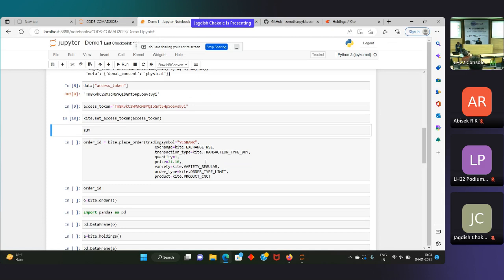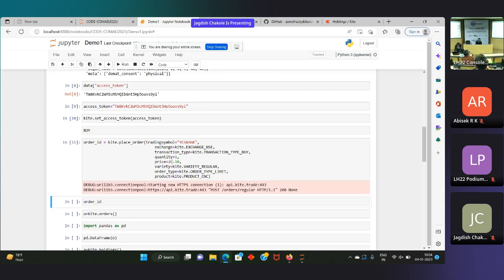I have written the code. I will now change the value. It is a limit order. I am not buying at market price. So you can put your price. If the price is met, then only that order will be executed. Otherwise, it will not be executed.